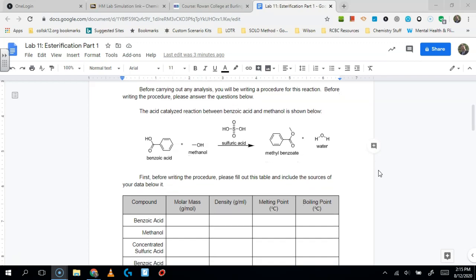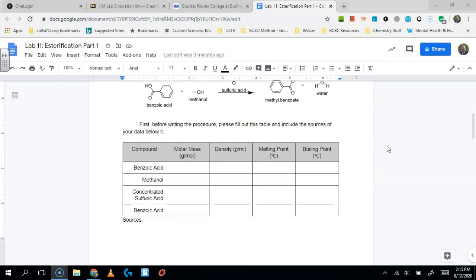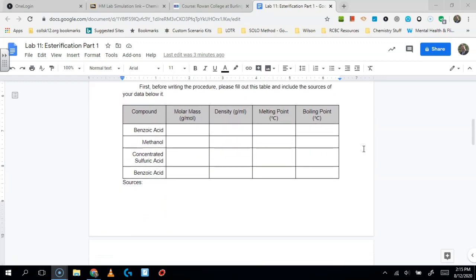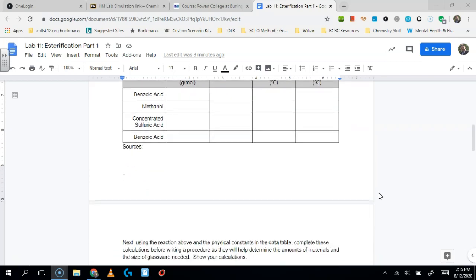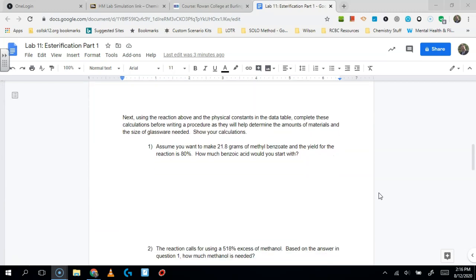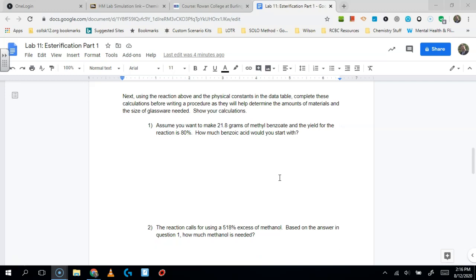Like you've done in a couple other labs, I need you to look up physical constants, molar mass, and density, and then source those numbers so that we know where they're coming from. And then I need you to do the math, the stoichiometry of the reaction. One of the things that I think gets lost a little bit in organic chemistry is doing the math. It's not that it's not important, it's just that organic chemistry focuses on mechanism and making compounds, and there's not as much focus on the math. So here we're going to really focus on the math.